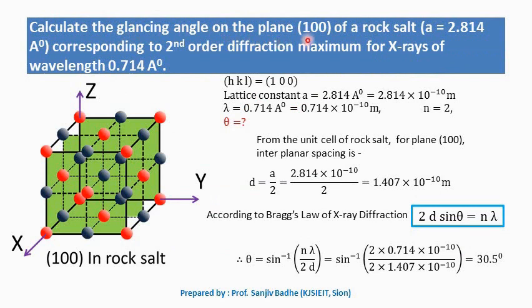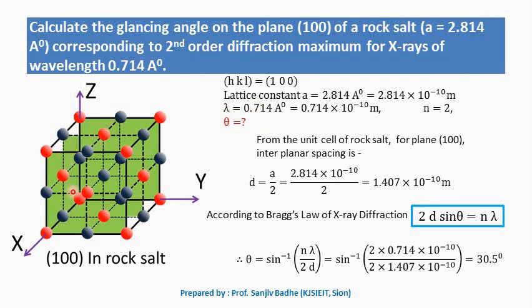Calculate the glancing angle on the plane 100 of a rock salt, a equal to 2.814 angstroms, corresponding to second order diffraction maximum for X-rays of wavelength 0.714 angstroms. So here plane is given as 100, so hkl is 100. Lattice constant is 2.814 angstroms, and wavelength of X-rays used in the experiment is given as 0.714 angstroms. n is given as 2, second order means n is equal to 2, and we are asked to find out the theta glancing angle at which the second order maximum is obtained.